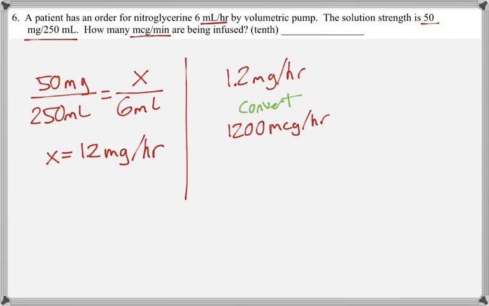Then I need to change the time frame. So I want to convert it from hours to minutes. And I'm going to do that by dividing by 60. And we get 20 mcg per minute.